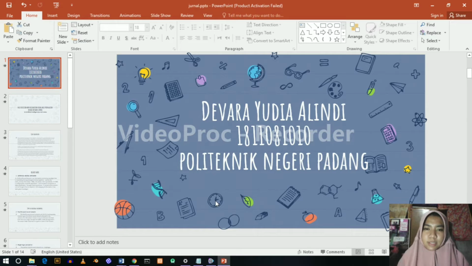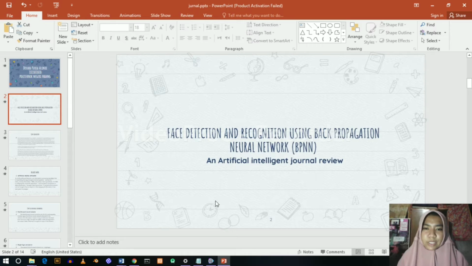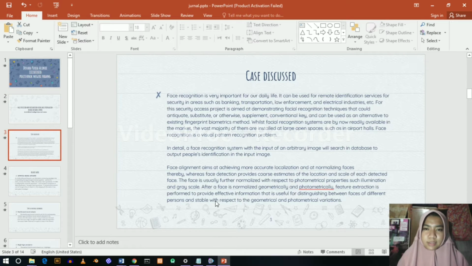Di sini saya akan mereview sebuah jurnal yang berjudul Face Detection and Recognition Using Back Propagation Neural Networks dengan mata kuliah Artificial Intelligence. Case discuss.